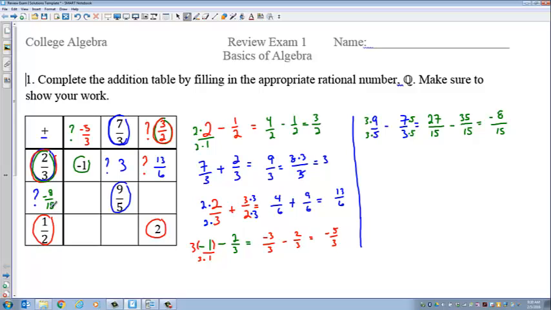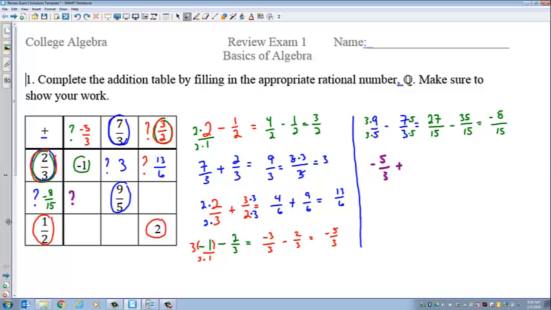All right, so now that we have all the entries in this column and all the entries in this row, we can find all the other blank spots by simply adding these together. So let's start here. To do this one, we'll take negative 5/3.